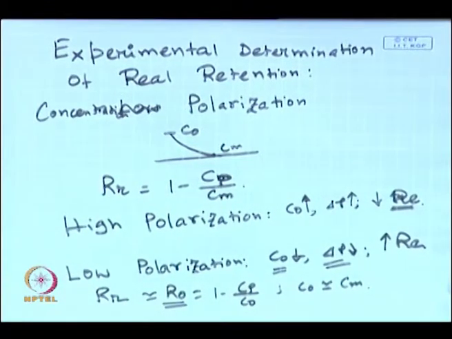Therefore, the real retention of a membrane and a solute can be obtained if you conduct experiments under low polarization conditions, and in that case the observed retention will be equal to the real retention. Since real retention is a constant property of the membrane and solute, once determined it can be freely used for various other operating conditions. Okay. Now, this makes the full background of the first generation model for design.